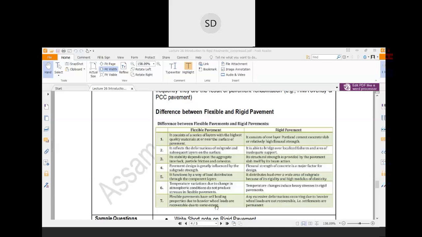Flexible pavements have self-healing properties; deformation due to heavier wheel loads is recoverable to some extent. As it is flexible, any deformation caused to the flexible pavement, a part of it can be recovered. Now in the rigid pavement, any excessive deformation occurring due to heavier wheel loads is not recoverable, and whatever settlement is there is permanent. Another important thing is, for the flexible pavement, the initial cost of construction would be lower than the rigid pavement, and the life of the flexible pavement is lower than the rigid pavement, and the maintenance for the flexible pavement would be higher than the rigid pavement.